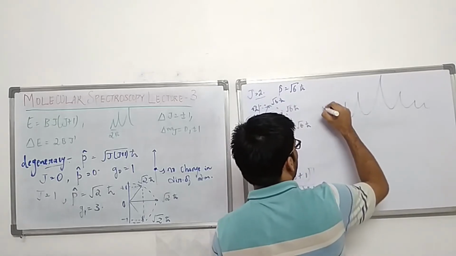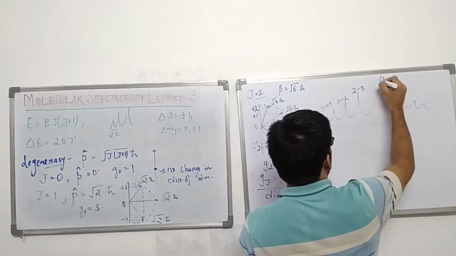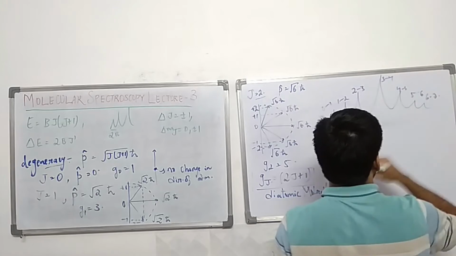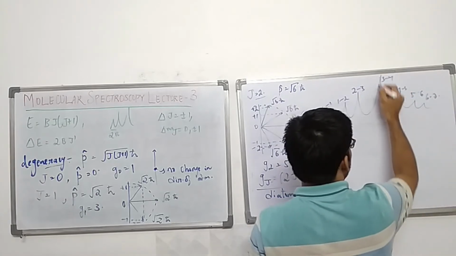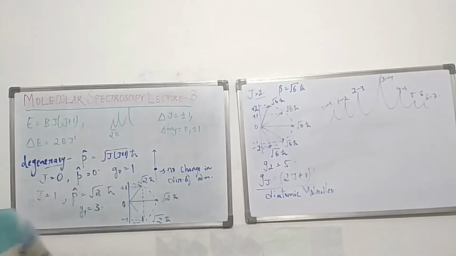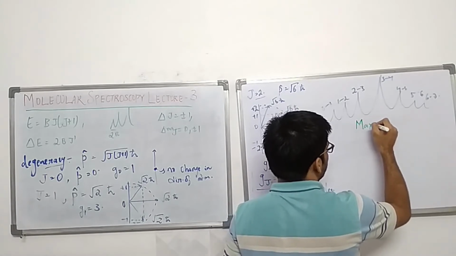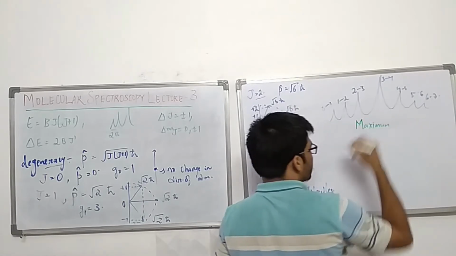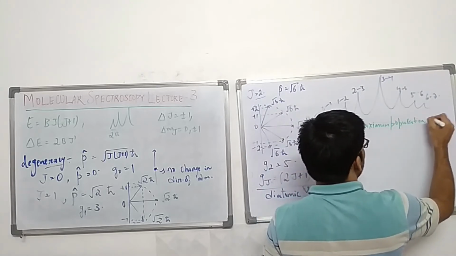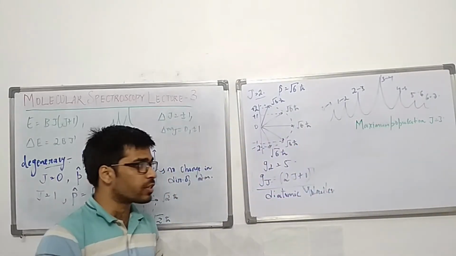And I told this is for 0 to 1, 1 to 2, 2 to 3, 3 to 4, 4 to 5, 5 to 6, 6 to 7. You see, 3 to 4 has the highest or the maximum intensity. And that would mean that maximum population, or the maximum number of molecules, are at j equals to 3. That is why only they are able to do so many transitions.